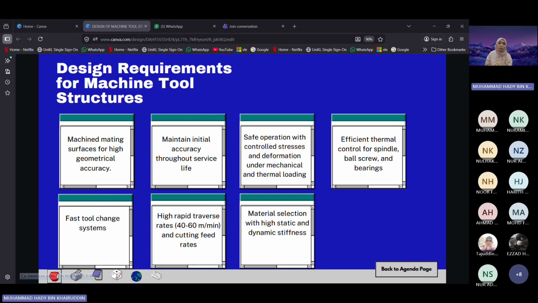Then, we need thermal control over critical parts like the spindle to ensure the parts we make are exact. Next, the machine must be fast and productive, supporting tool changes and rapid movement up to 60 meters per minute. Finally, to meet all those needs, the foundation is always the same. We must choose the right materials to ensure the machine has high static and dynamic stiffness.